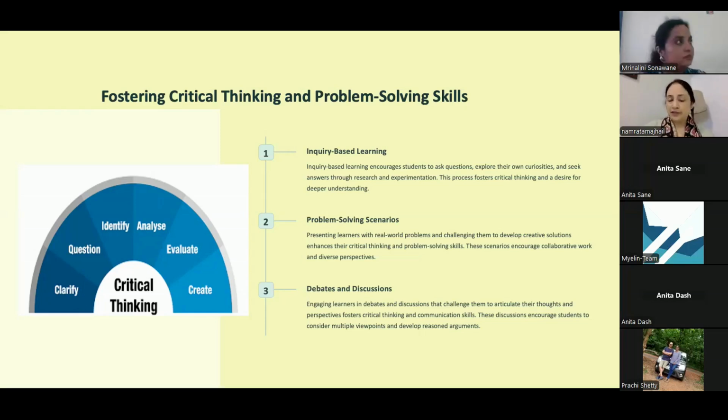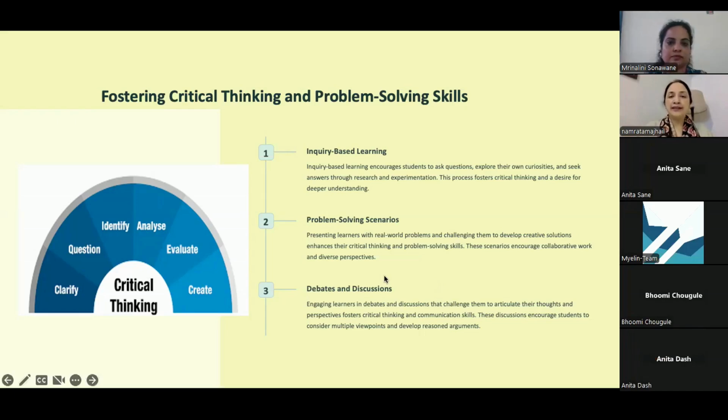But I would like to believe that some of our kids know where to fit what. Unfortunately, our system is not very conducive for this kind of problem solving scenario, which we urge you all to take care of. Which means you need to clarify, question, identify, analyze, evaluate, and create. That is what critical thinking is all about.